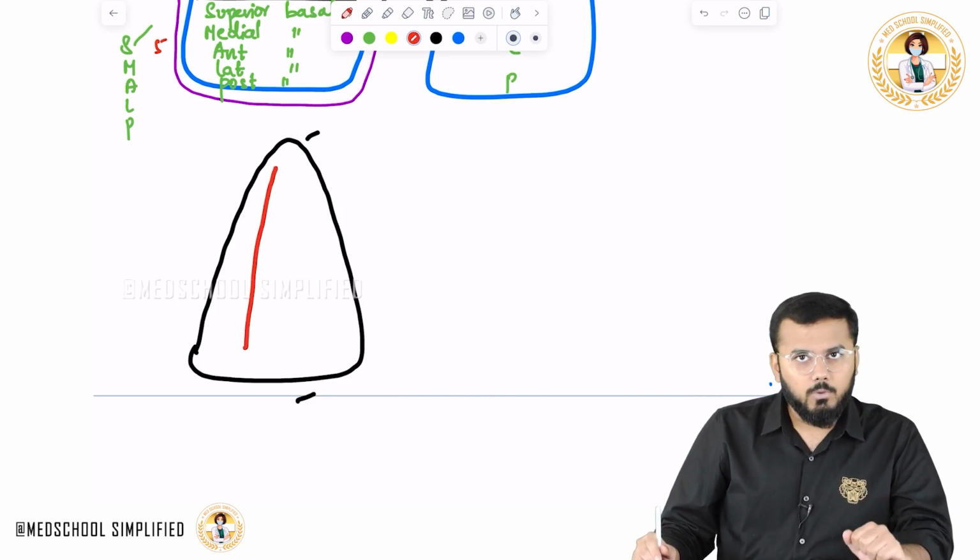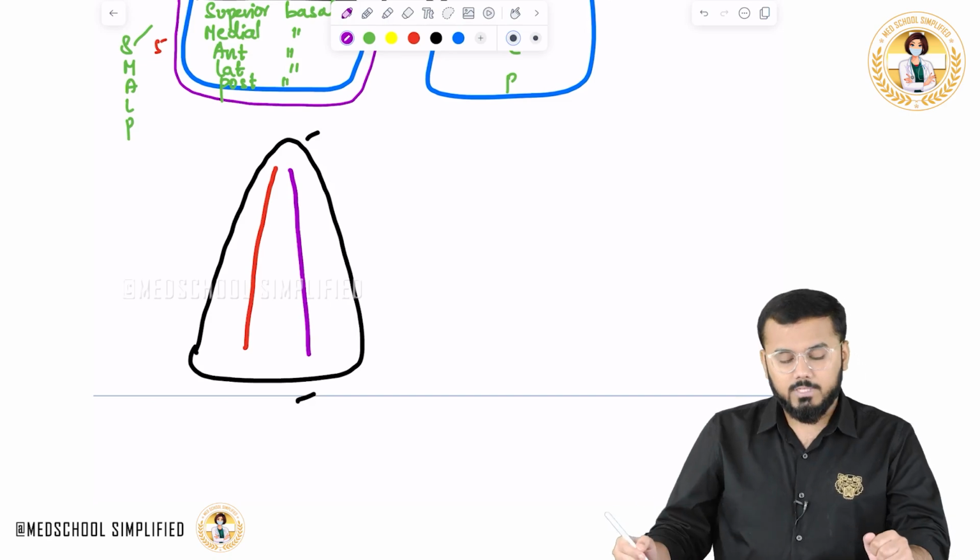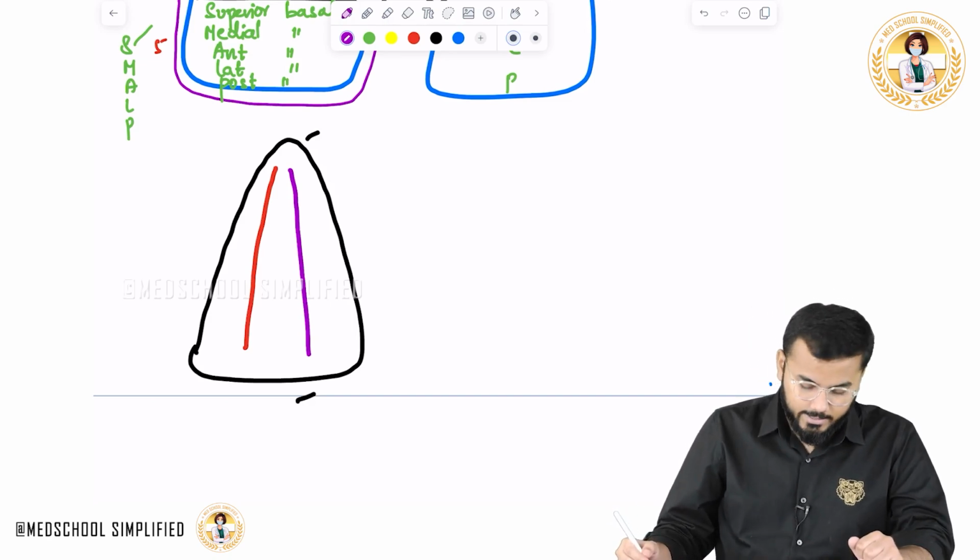This artery is called the pulmonary artery. Next, you have got another artery like this. What is the name of this artery? This is called the bronchial artery.